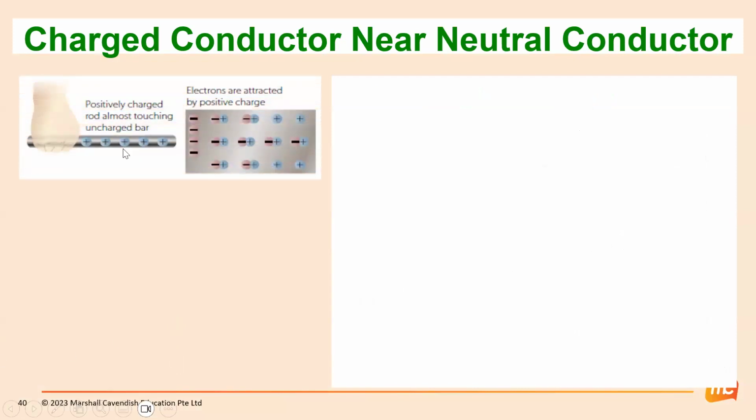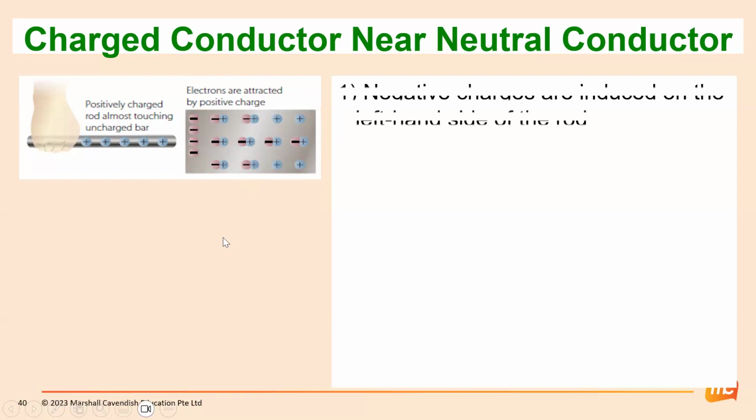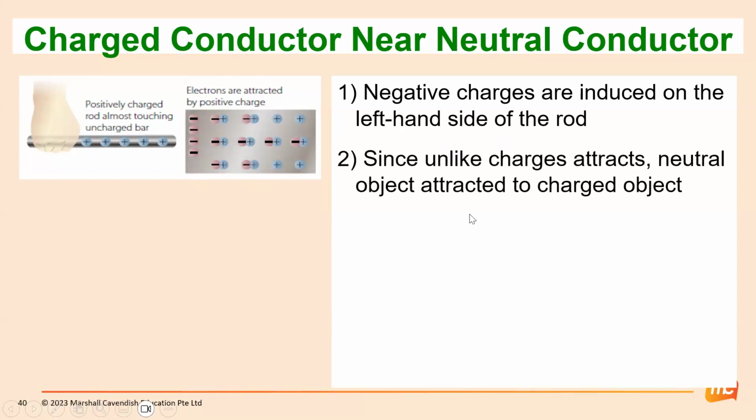So for the first part, you can take a look at this. I bring a positively charged rod near to a neutral conductor. Initially I have an equal number of plus and minus, but because of induction, when I bring this positive rod nearby, there will be a redistribution such that all the electrons in the conductor will move closer to the side of the positive rod. We say that the negative charges are induced on the left-hand side, near the rod. Because of unlike charges, this side is slightly more negatively charged.